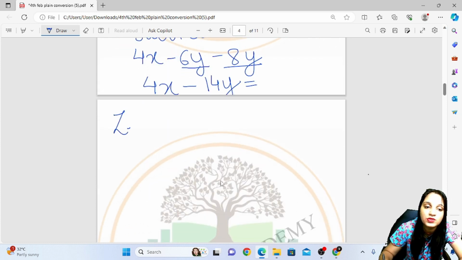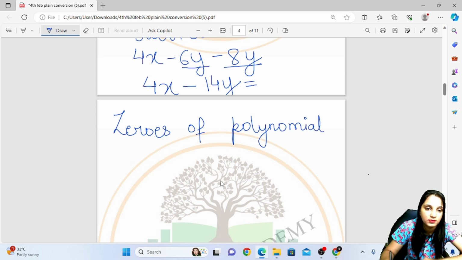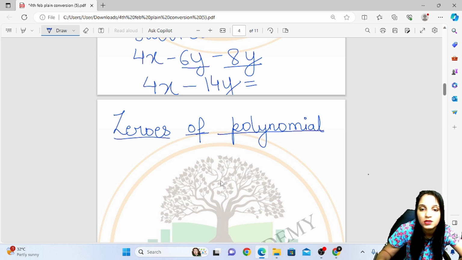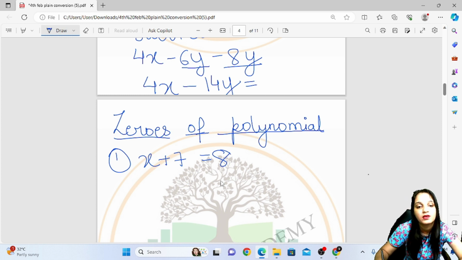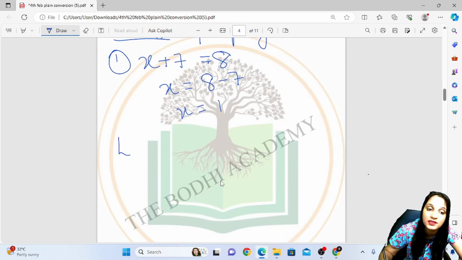Then you have zeros of polynomial. Zeros of polynomial: first, x plus 7 is equal to 8 suppose. Now x will be equal to 8 minus 7. x is equal to 1. This is how you solve a linear equation. Now what do you mean by linear?